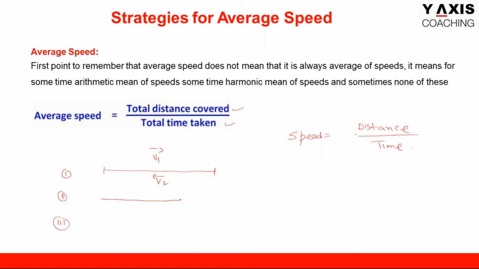And the other scenario is maybe for some time interval, say T, the speed was V1, and for another time interval, T itself, the speed is V2. So what is the average speed of the entire journey?